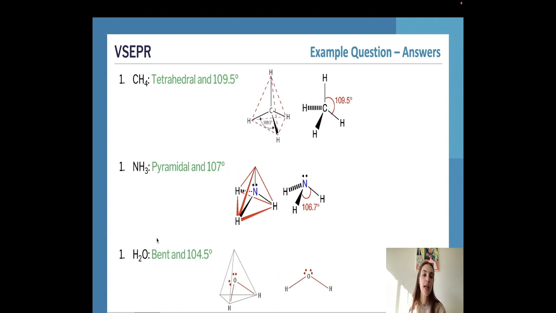Our final one is H2O. This one has a bent structure, and that means that it has a 104.5 degree bond angle. We can see our Lewis diagram here showing the two lone pairs, and these two lone pairs have repelled the hydrogens downwards. We can also see that here in our 3D diagram, which shows that these lone pairs are repelling the hydrogen atoms away from them.